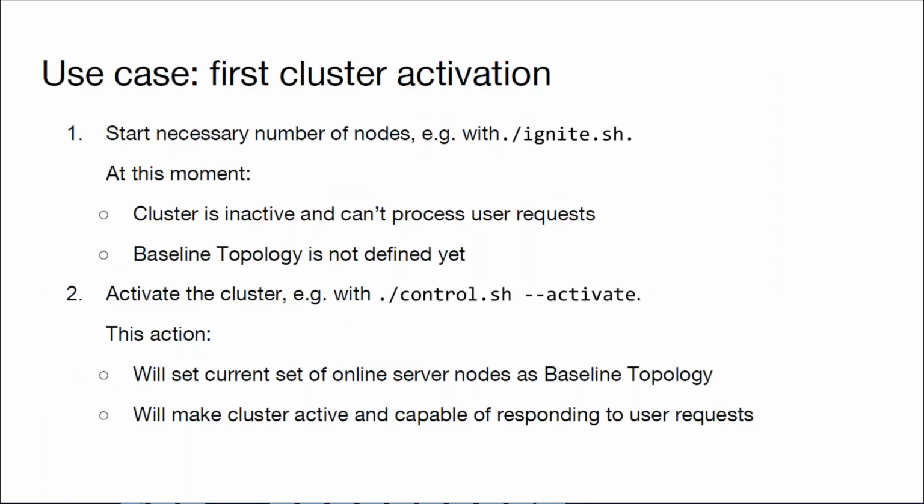The first use case, which we discussed a bit earlier, is first cluster activation. To achieve this with a persistent cluster, your first action is starting the necessary number of nodes. You can do this via the Java API or with the ignite.sh script. When you do this, the cluster is inactive and cannot process user requests, and baseline topology is not defined yet. Then you activate the cluster, for example, with control.sh --activate. This action will set the current set of online server nodes as baseline topology, and it will make the cluster active and capable of processing user requests.